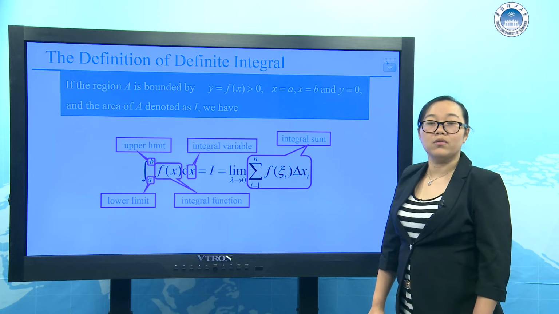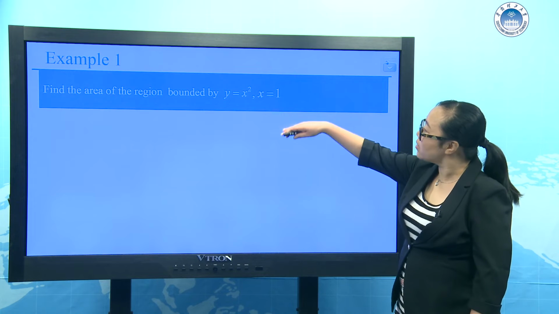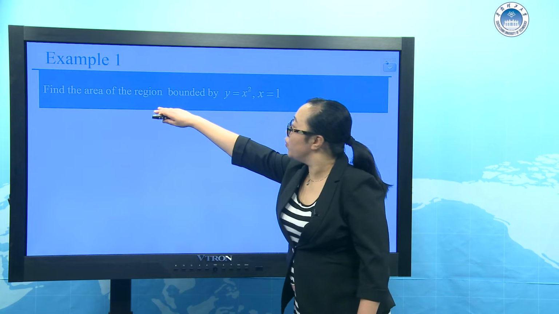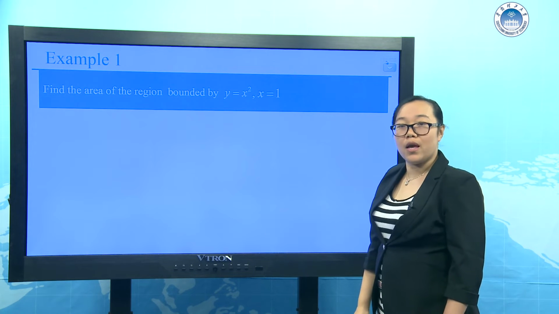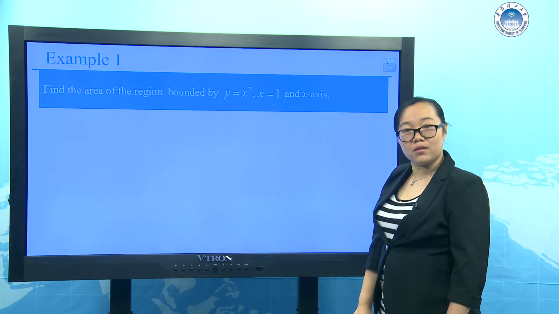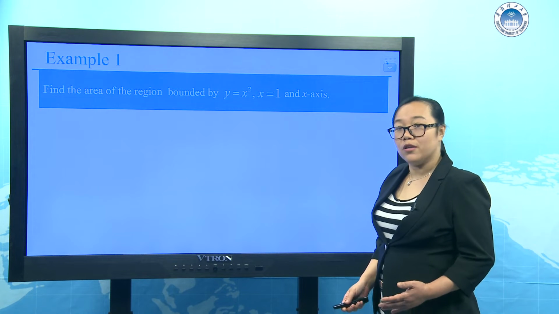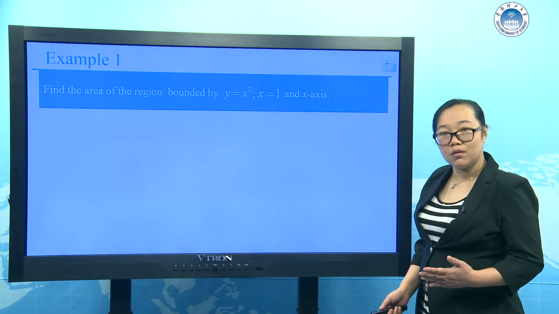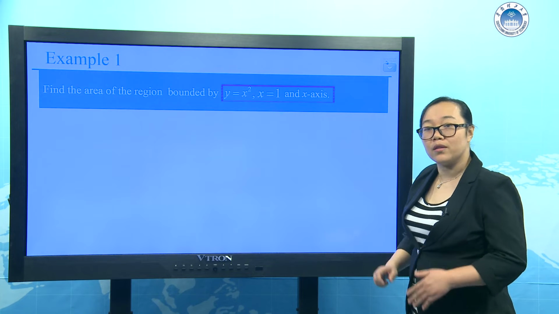So now, according to the idea, we will do some examples. Look at example 1. Try to find the area of the region bounded by y equals x squared, x equals 1, and the x-axis. How to do? Do you remember the formula of the definite integral? This means the area of the region. Try to find the value of the definite integral.